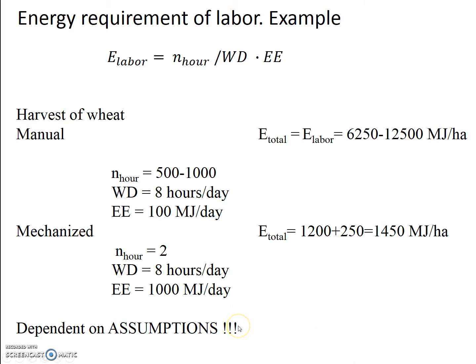But it is also interesting to point out that the calculations are very dependent on the assumptions that we make about the energy required for a farmer to be alive for a day. That goes from only 100 up to 1000.